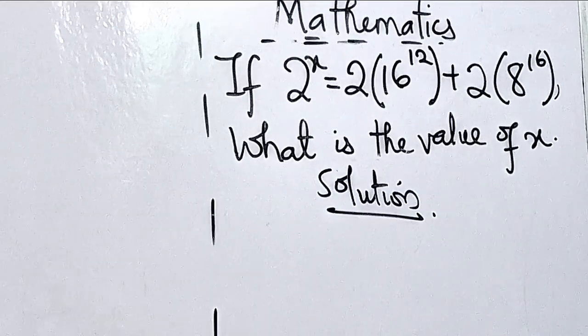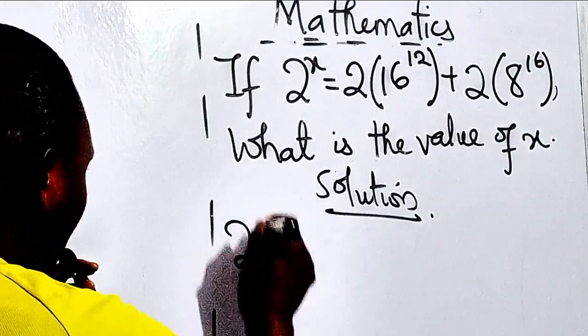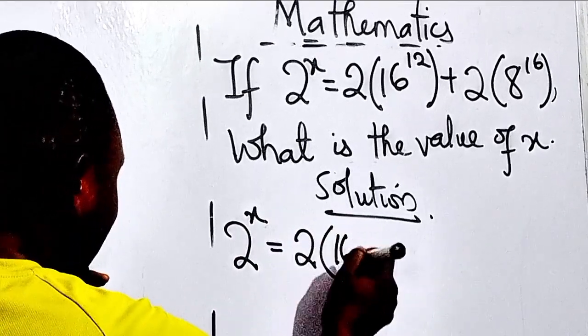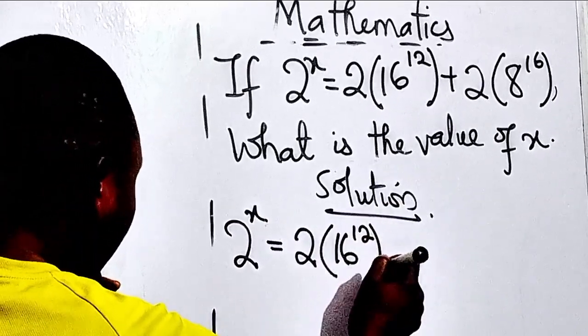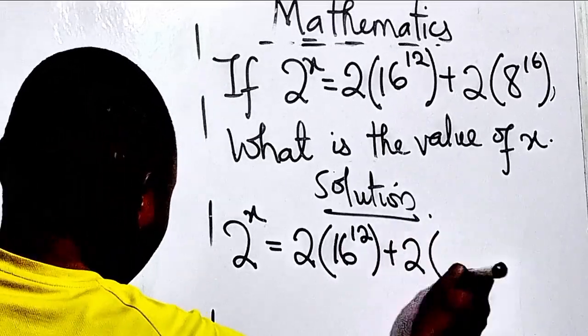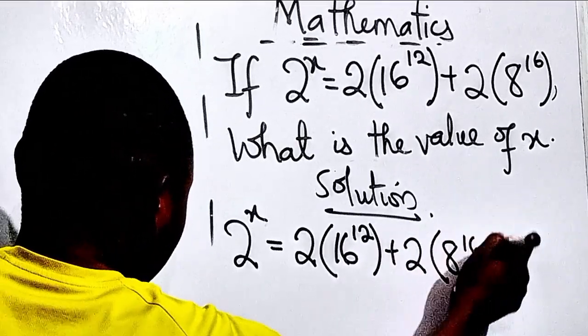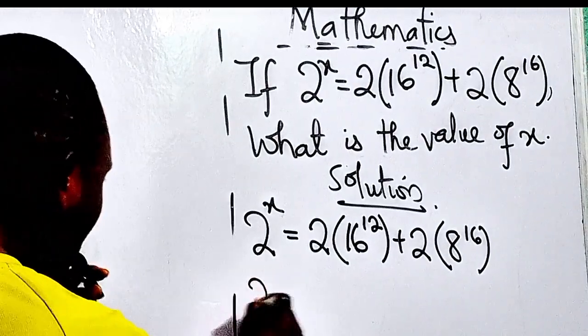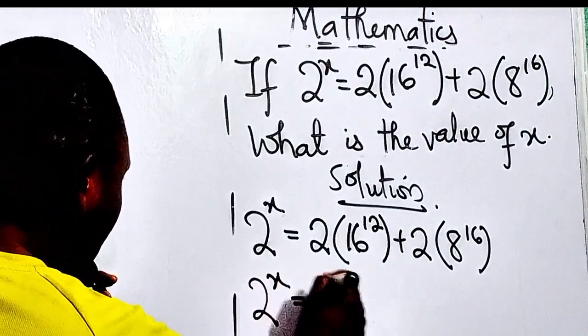Let's have the question again. We are having 2 raised to the power of x equals 2(16 raised to the power of 12) plus 2(8 raised to the power of 16). Now from here we can still have this as 2 raised to the power of x equals 2.